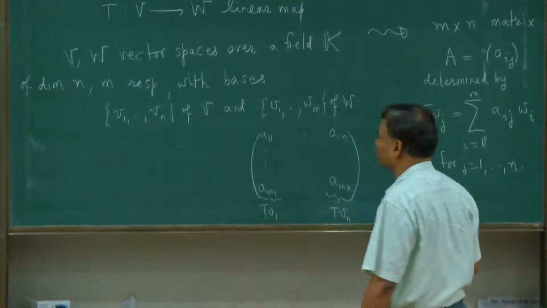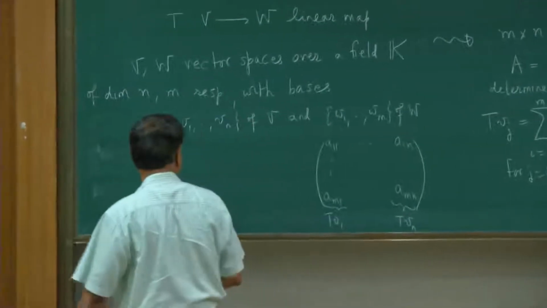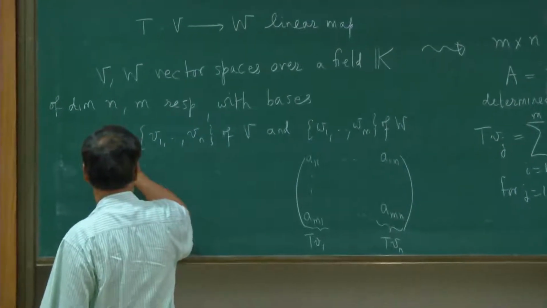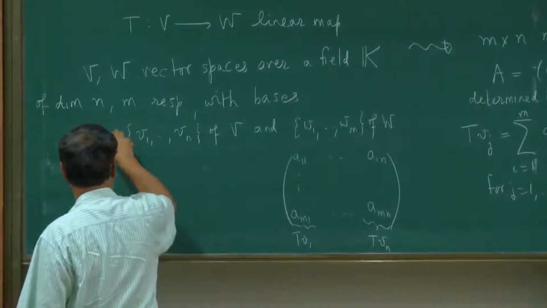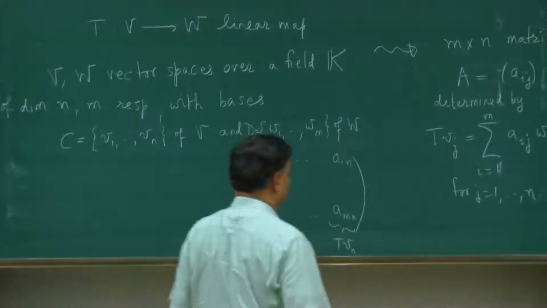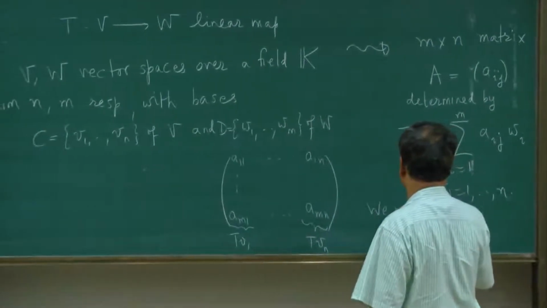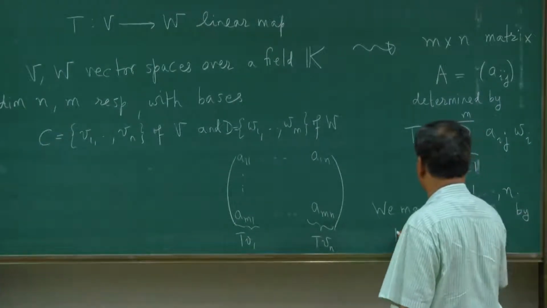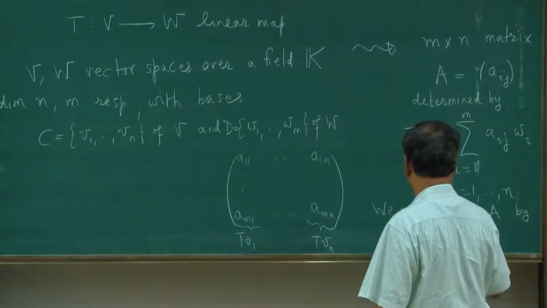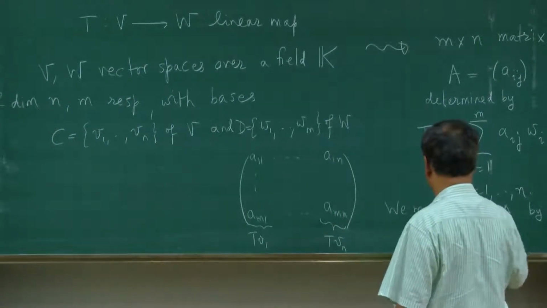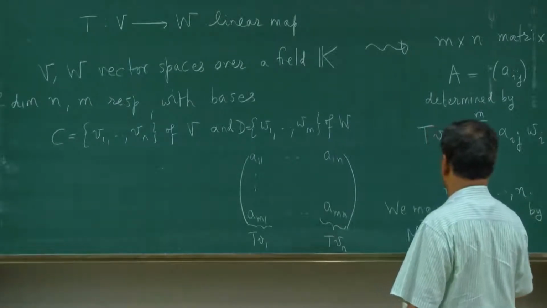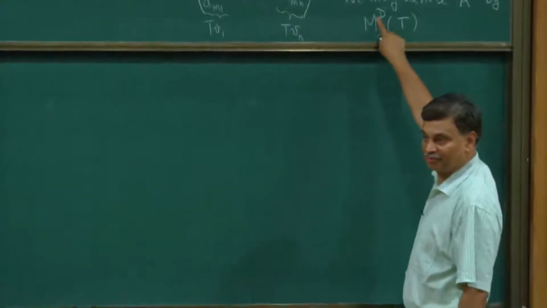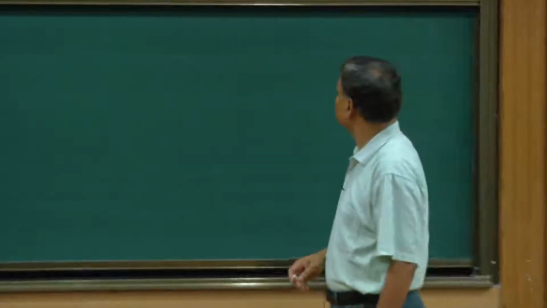So maybe suppose I give this a name. Okay, let me call this C and D. So we may denote A by the matrix of T with respect to basis C and D. So, I guess I write the basis for the domain here, basis for the codomain here.